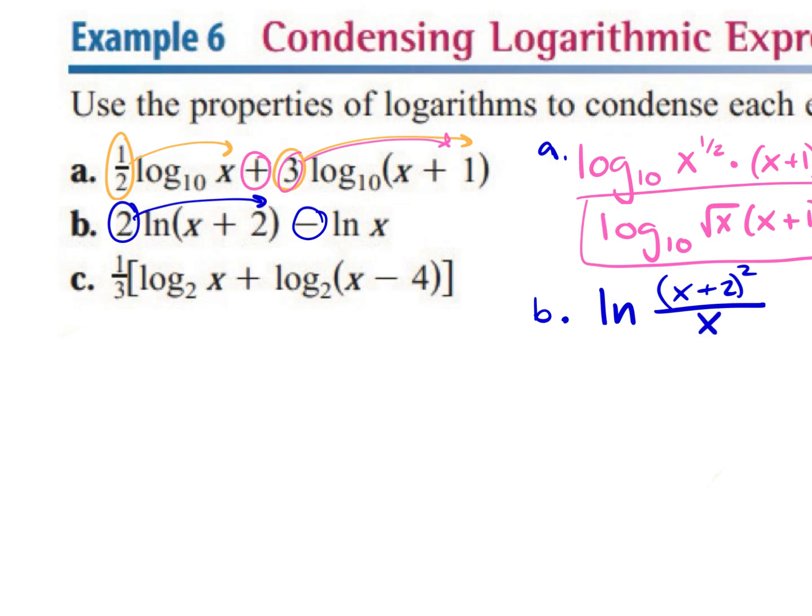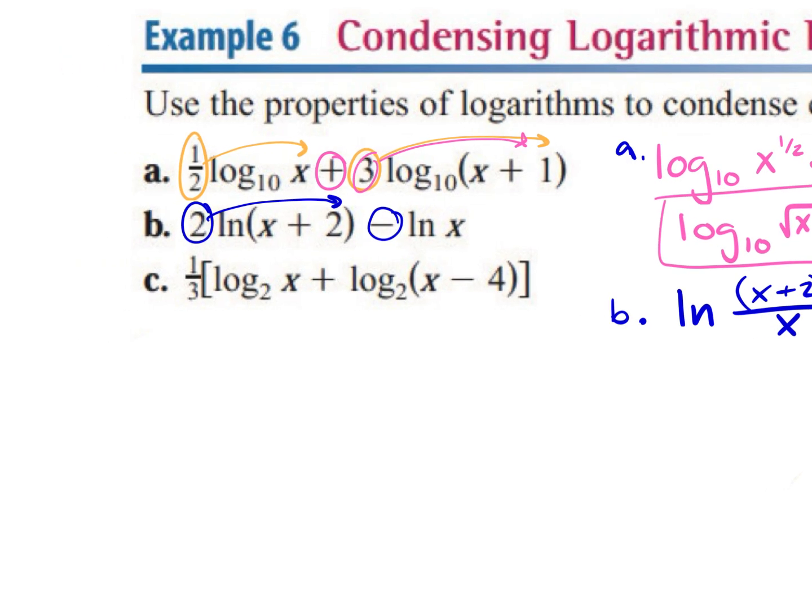Now we're condensing it down to a single ln, so we get rid of the other ln when we divide. So when you're condensing it, you're just going to be left with a single log or a single ln. Any questions here?